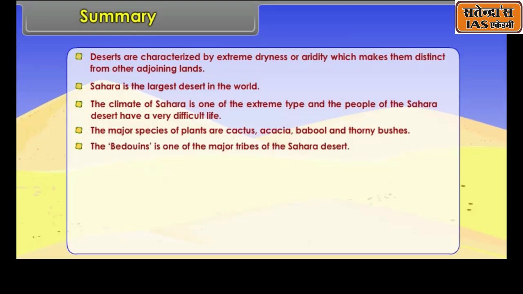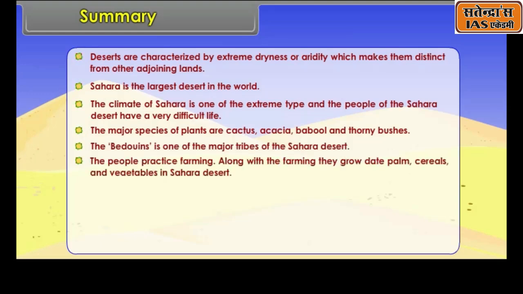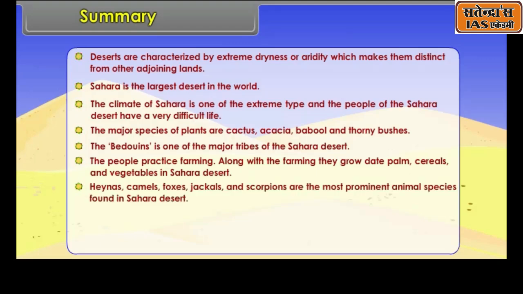The Bedouins are one of the major tribes of the Sahara Desert. The people practice farming. Along with farming, they grow date palm, cereals and vegetables in Sahara Desert. Hyenas, camels, foxes, jackals and scorpions are the most prominent animal species found in Sahara Desert.